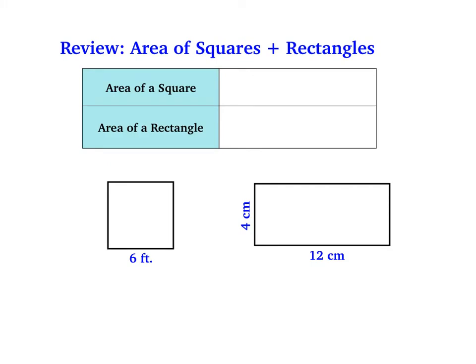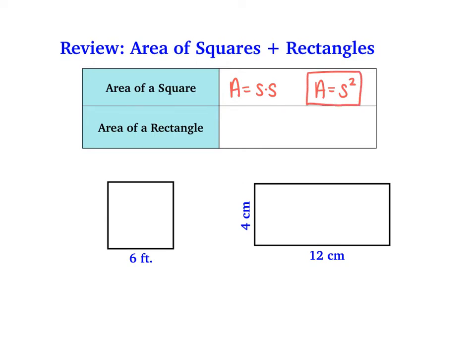First, let's review how to find the area of squares and rectangles. In both, you can use length times width. But remember, for a square, the sides are all the same. So area of a square can be written as side times side, or if you want to be fancy, that would be side squared.